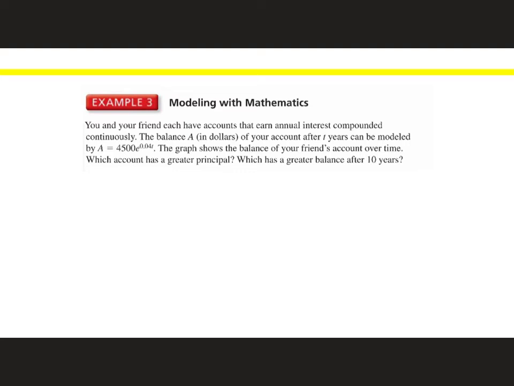So example 3. You and your friend each have accounts that earn annual interest compounded continuously. Continuously means we're going to use our PERT formula. The balance A in dollars of your account after T years can be modeled by, oh look, it gave us the formula. The graph shows the balance of your friend's account over time. Which account has a greater principal, which has a greater balance after 10 years? So I forgot to include the graph. Silly me. But let's find the balance after 10 years.